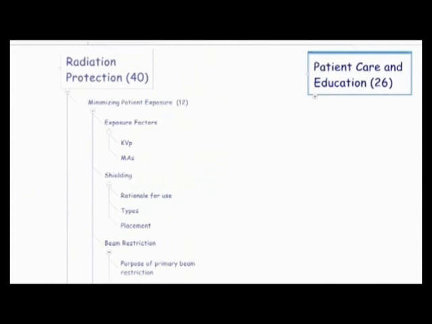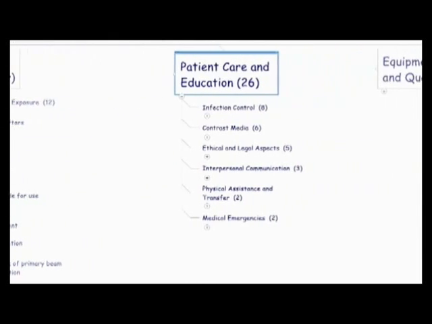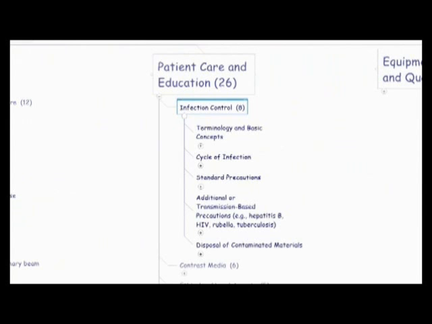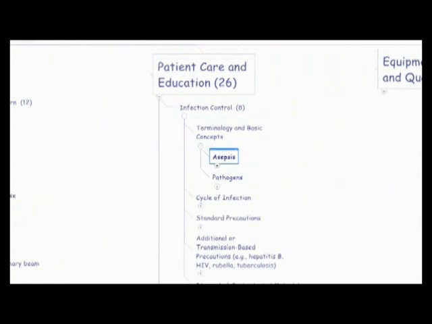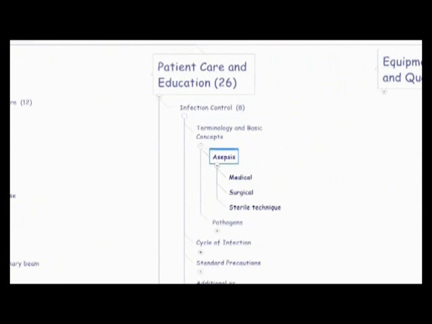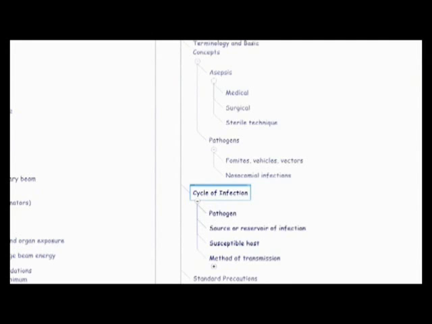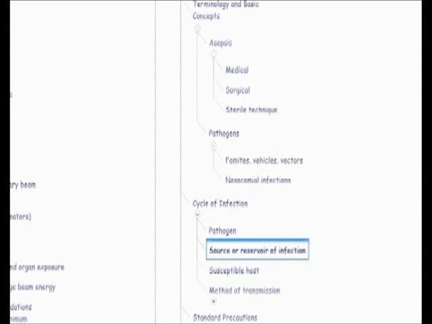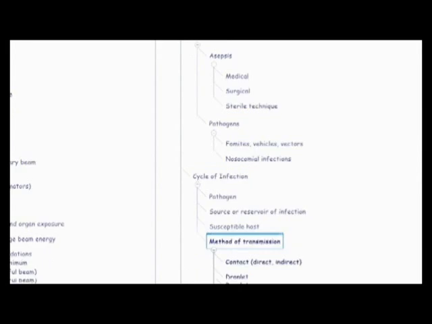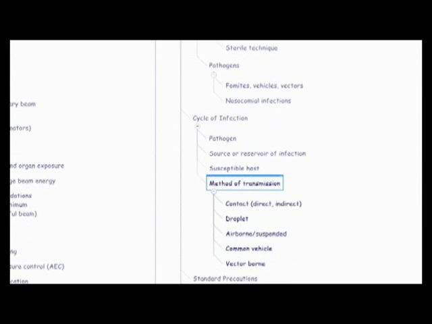And now we're going to move right to the patient care and education. There's first infection control. There's terminology and basic concepts. Asepsis, medical, surgical, and sterile technique. There's pathogens, fomites, vehicles, vectors, nosocomial infections. Then there's the cycle of infection, pathogen, source or reservoir, susceptible hosts, method of transmission. You know, there's contact, direct, indirect, droplet, airborne, suspended, common vehicle, and vector-borne.